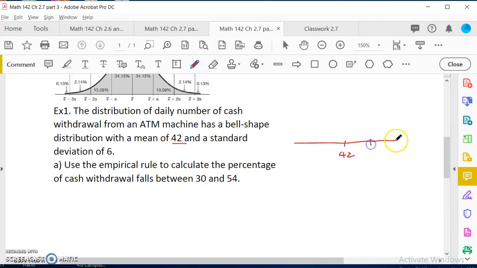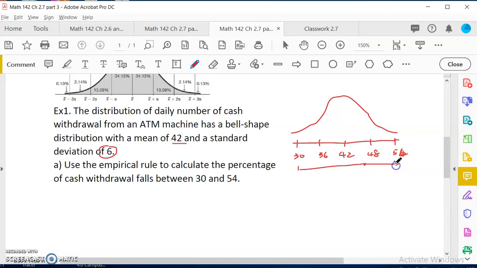And then you do the tick marks. Plus 6, what is it? 1 tick mark. The standard deviation is 6. Plus 6 is 48. Plus 6 is 54. Minus 6 is 36. Minus 6 is 30. You do not use regular tick marks, but you draw a bell shape here, and then you say 30 to 54.